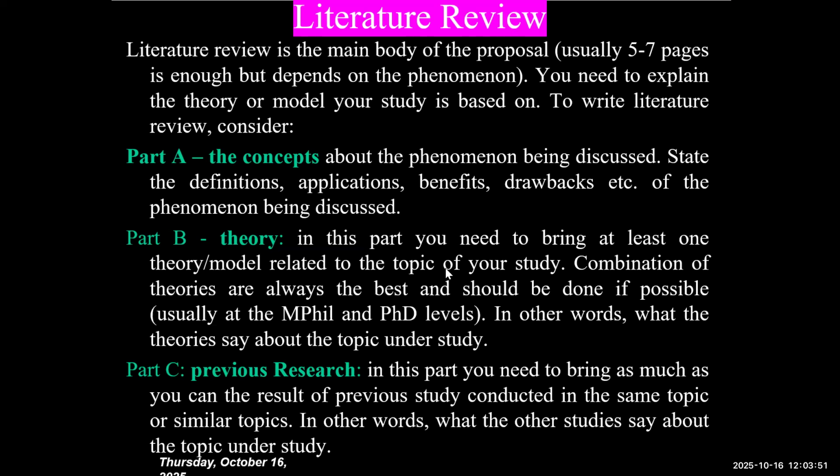In this part, you need to bring at least one theory or model related to the topic of your study. We said at least one, which means you can have 2, you can have 3, you can have 4, and so on. At the MPhil level, 1 or 2 is okay. But at the PhD level, the more theories you have, the better your work. It doesn't mean you can't use only one theory. You can. Say, a combination of theories is always the best and should be done if possible, usually at the MPhil and PhD levels.